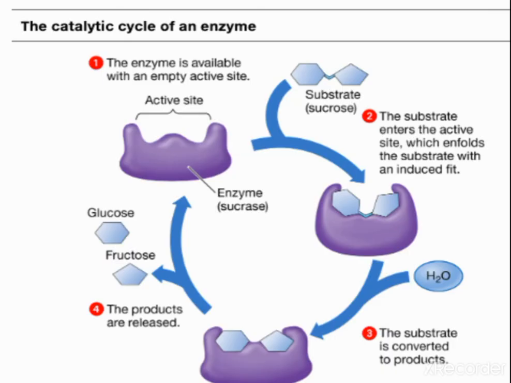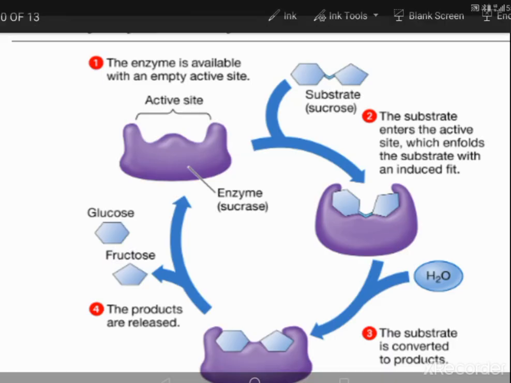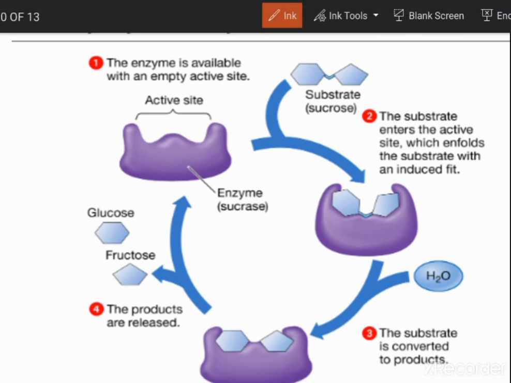So this is the catalytic cycle of an enzyme. The enzyme is available with an empty active site. So this is your enzyme, and the substrate, say for example sucrose, comes and binds here. The substrate enters the active site, which enfolds the substrate with an induced fit, and then what we can see is the substrate is being broken down and converted into the products.